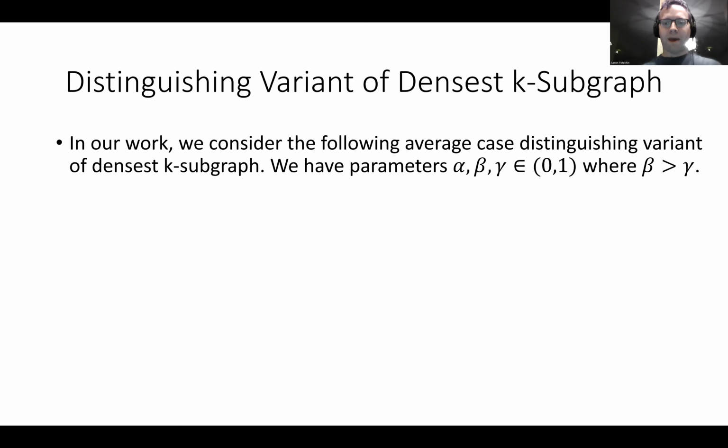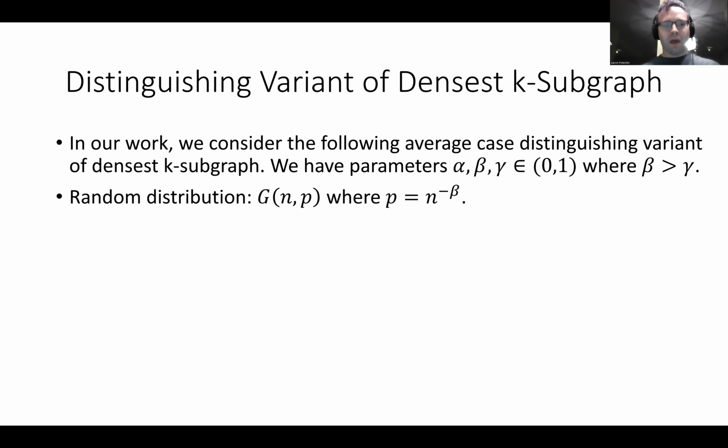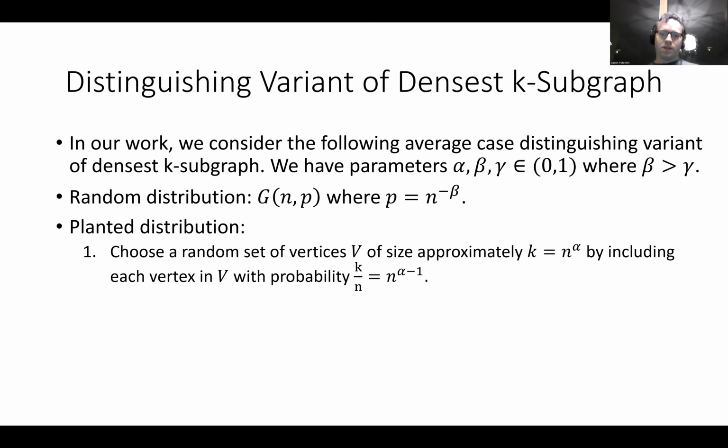We have parameters alpha, beta, gamma between 0 and 1, where beta is larger than gamma. For our random distribution, we just take G(n,p), where p equals n to the minus beta. For our planted distribution, we first choose a random set of vertices V of size approximately n to the alpha by including each vertex in V with probability k over n.